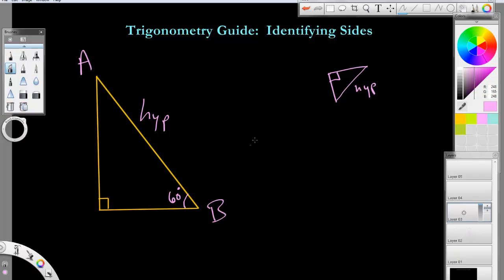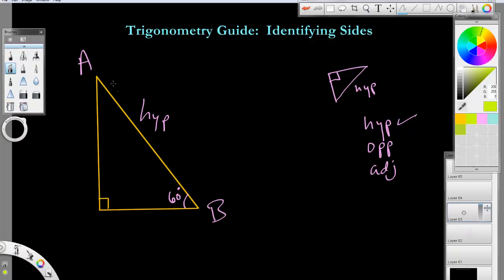Now, what about the opposite? So if we have to identify three things here, the hypotenuse, the opposite, and the adjacent, I think identifying the hypotenuse is arguably the easiest, definitely. Now let me show you how to do the opposite side and be a little bit silly here.